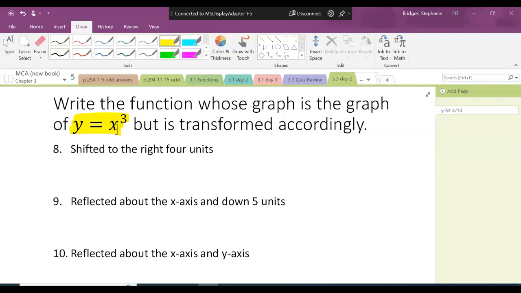Is it negative x to the 3rd minus 5? That goes on the outside. On the outside. Well, okay, essentially. No, the first one says right 4 units. So it's not 3 or 4. That cube is not moving.